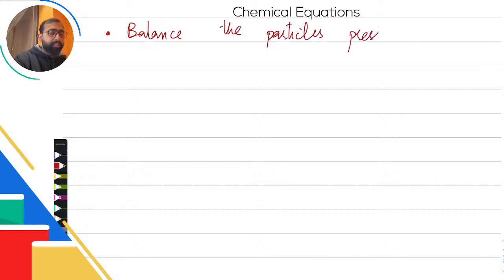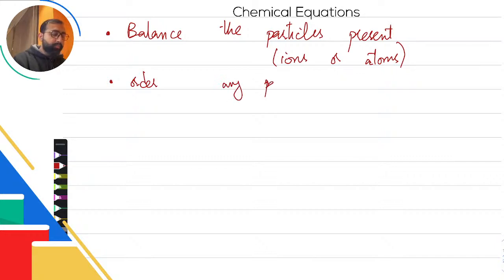So what that means is that you have ions or atoms. So it is your choice to work between atoms or ions. The second factor that I would suggest is that you do oxygen at the very end. So keep oxygen for last, keep hydrogen for second last, and balance everything else before that. So the order goes like this: any other element or any particle, then hydrogen, then oxygen. Of course, sometimes we have to come back, and that's perfectly fine.